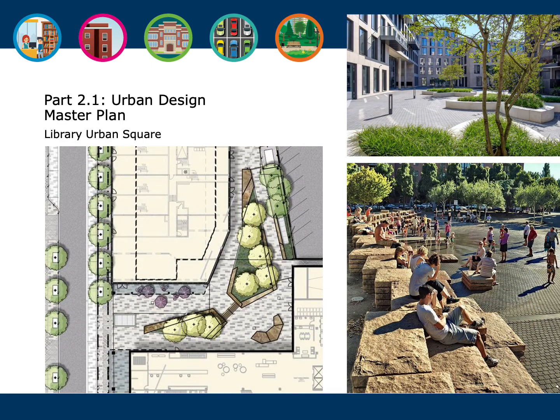The Library Urban Square is flanked by active uses including the library to the south and a large retail suite with patio spillout space on the ground floor of the residential building to the northwest. With seating areas, large planters, and an outdoor classroom adjacent to the library, this urban square will have a quiet, peaceful character.